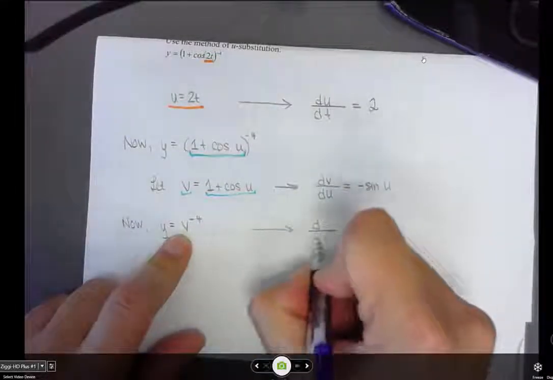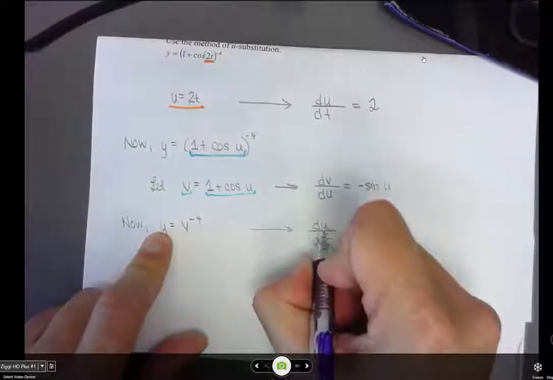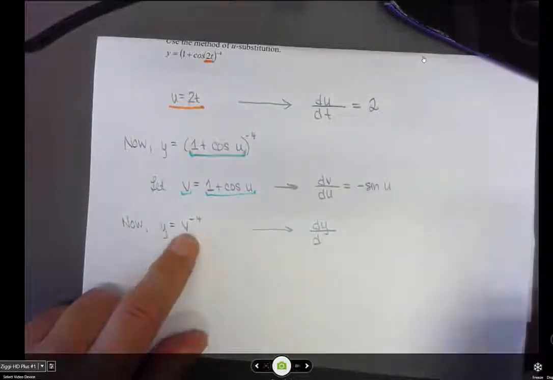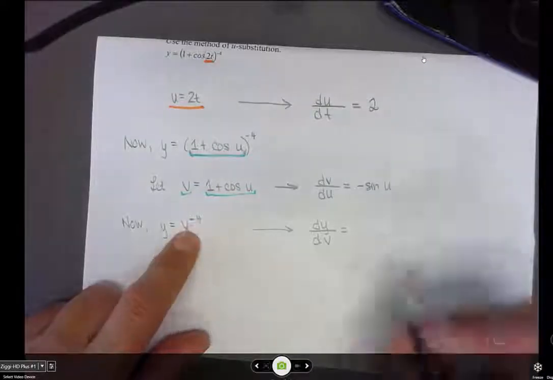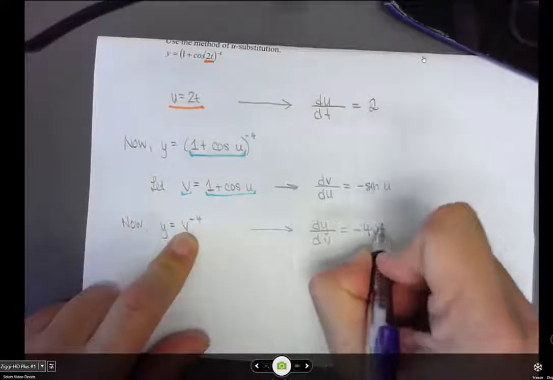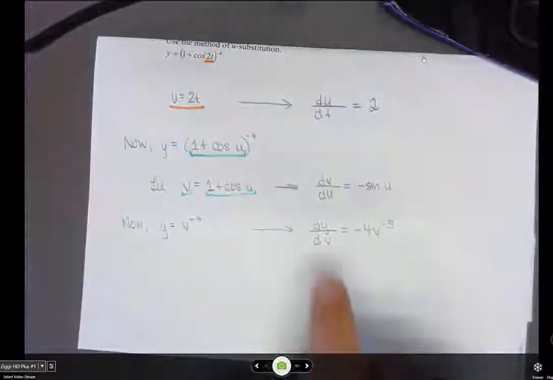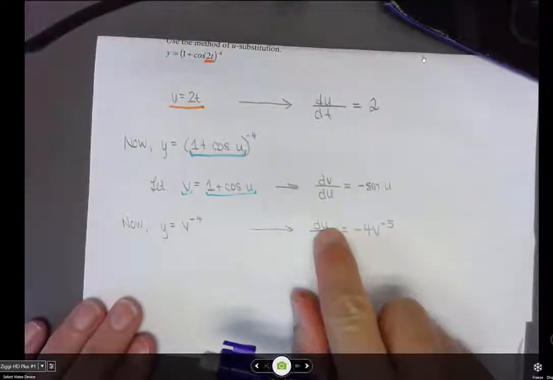And the variable on the left is y, so that goes in the top. The variable on the right is v, so that goes in the bottom. And then it's just power rule. Negative 4v to the negative 5. Remember, once you get y in the top, then you're done. You're ready to apply the chain rule.